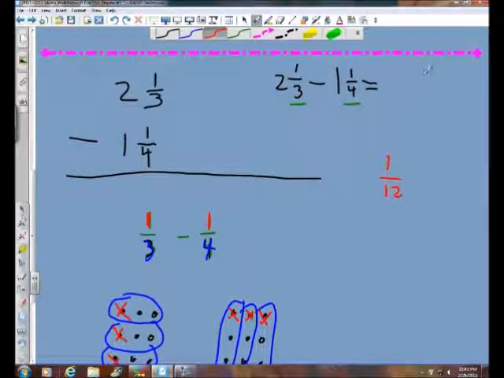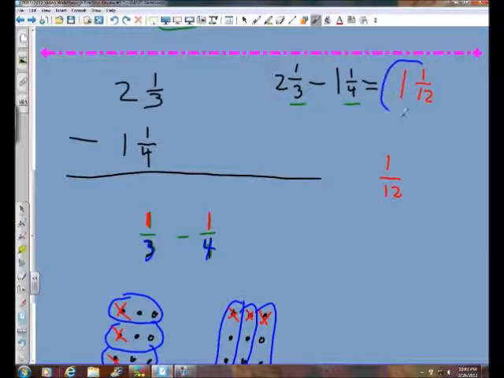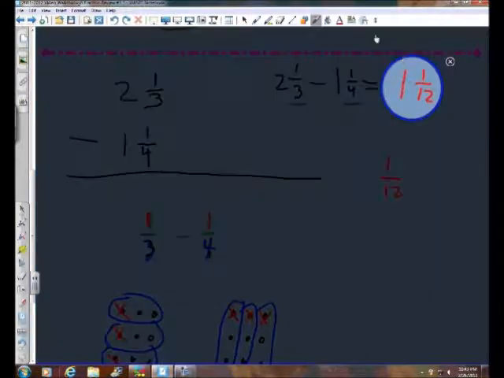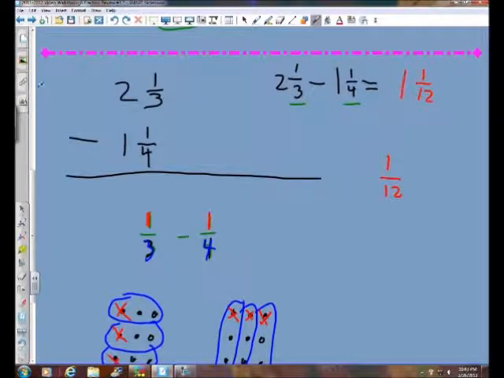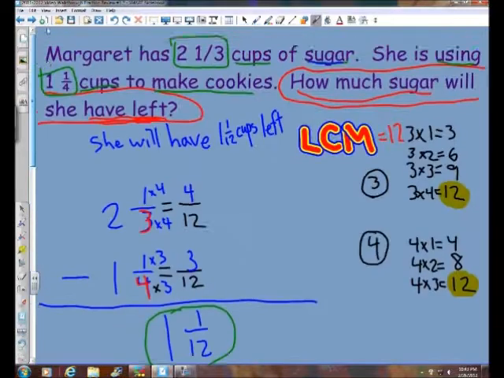Actually, I should write it up here. 1/12. And it was 2 minus 1 would be 1. And there you have that same answer that we got before. 1 and 1/12. And that would be cups of sugar she has left.